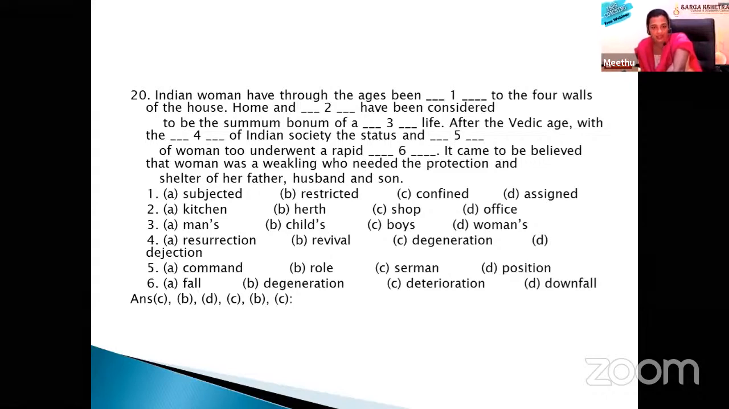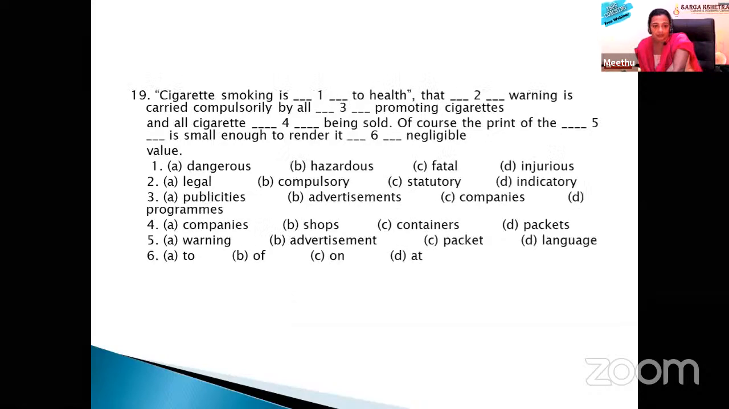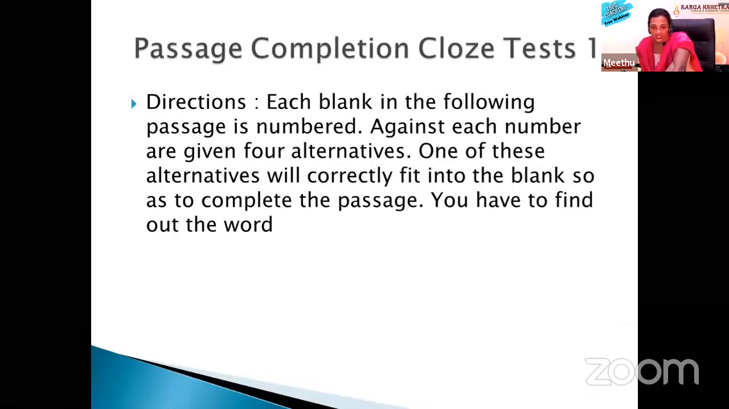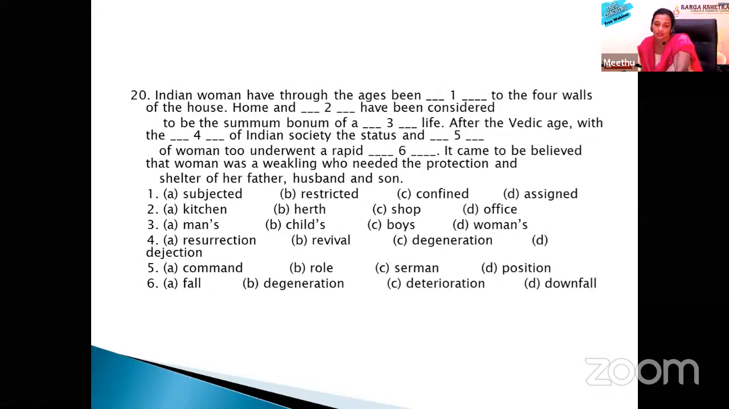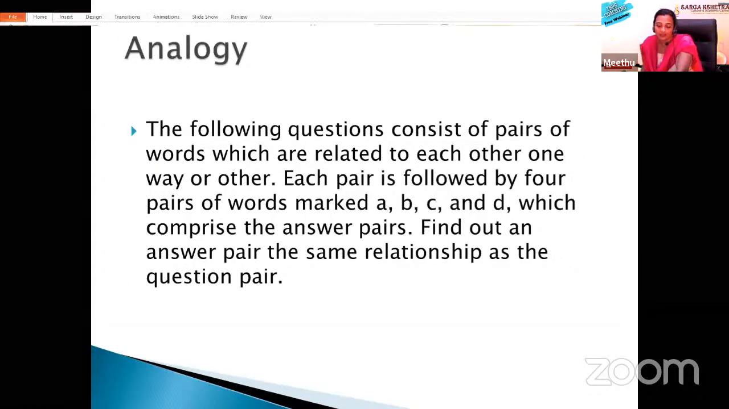You will have a question like this where each blank in the following passage is numbered. Against each number are given four alternatives. Mostly this part deals with vocabulary, especially the meaning of the words, which must be properly grasped and understood.